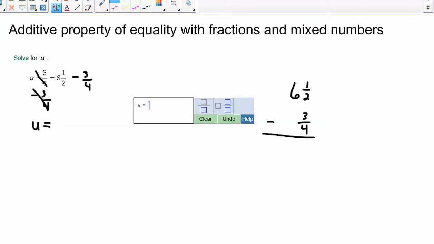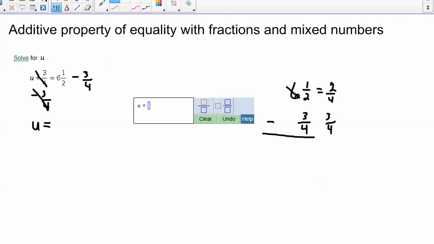6.5 minus 3/4, 1/2 minus 3/4, we need a common denominator, which is 4. So the 3/4 is going to remain the same. And the 1/2 is going to become 2/4. 2 times 2 is 4, 1 times 2 is 2. Okay, so now we have 2/4 minus 3/4. So we'll need to borrow because you can't take, technically, 3 from 2.